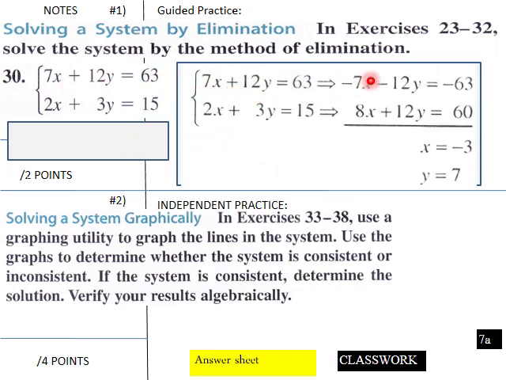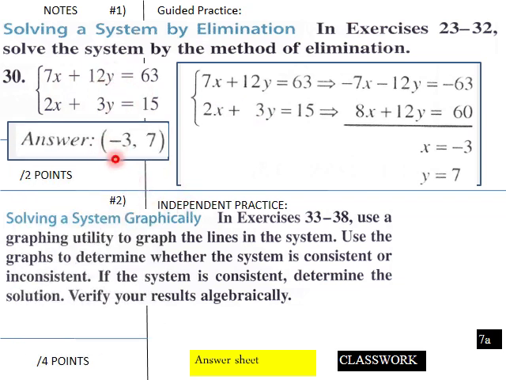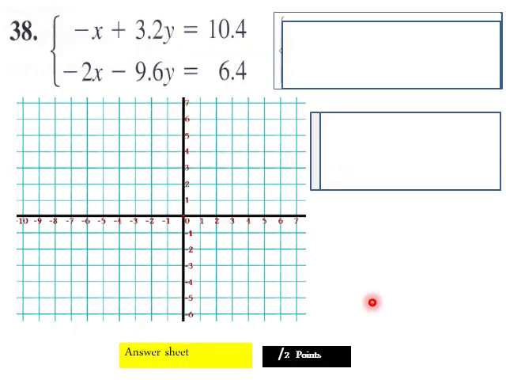Okay, so back up here. For this one here, we can multiply through by -1. And then we can add, and these cancel. Then x equals -3. And then when we plug that back in up here, you get y equals 7. So that'd be a fast way of solving the system here. x equals -3, y equals 7 for that one. And then this is your independent practice here, students, so proceed to do that.